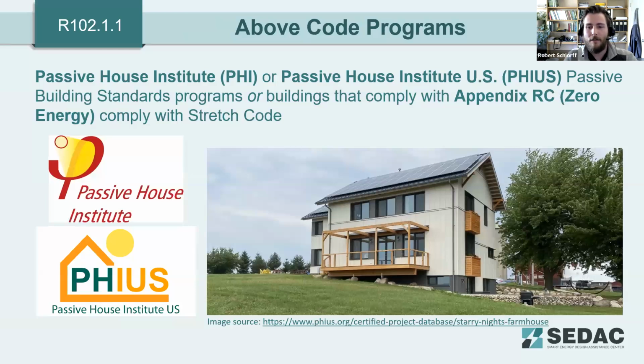Starting off, we're going to talk about a couple above code programs that are available as compliance pathways within the Illinois Stretch Code. So first we have the Passive House Institute, PHI, or the Passive House Institute US, PHIUS. Both of those building standard programs, if your project complies with those programs, the project then complies with the stretch code. Similarly, if your building complies with the IECC Appendix RC, the Zero Energy Appendix, that will also count as compliance with the Illinois Stretch Code.